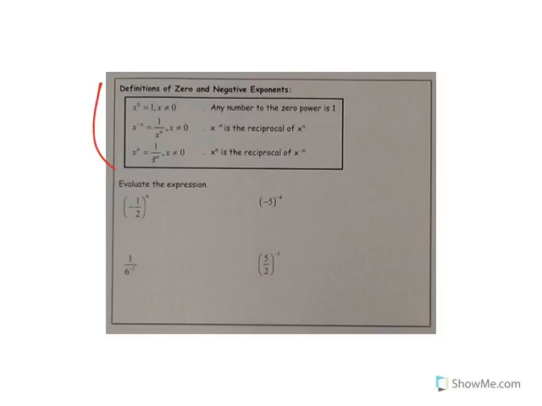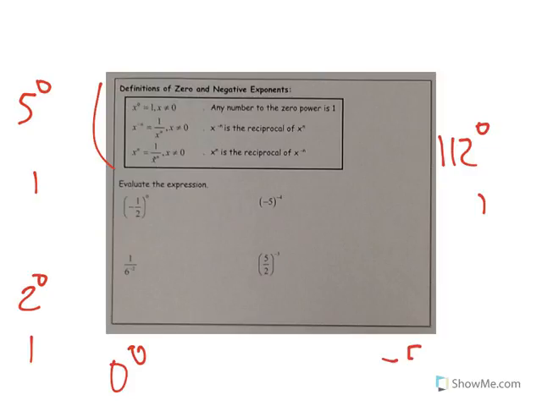Any number, could be 2, could be 5, could be 112, any number to the 0 power is 1. All of these are equal to 1. The only number that this doesn't work for is when you have 0 to the 0 power. That we're not going to get into, but that's just a rule. That's the only exclusion to this rule. Every other number, it does not matter if it's negative 5 to the 0 power, it's still equal to 1. So that's the first rule that's important.